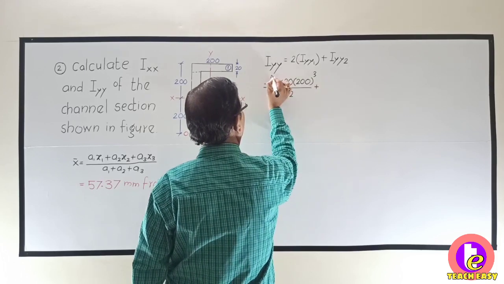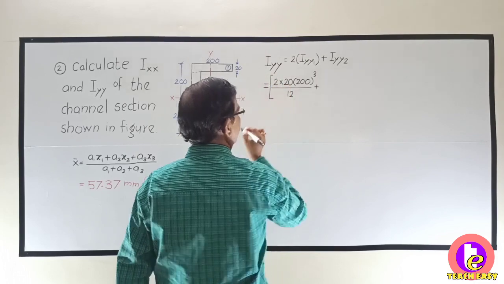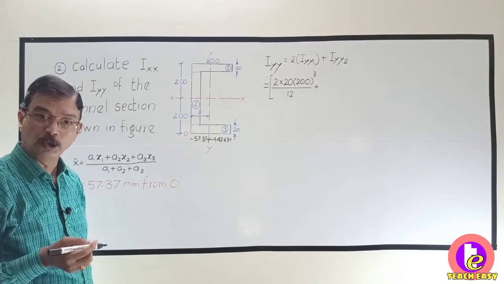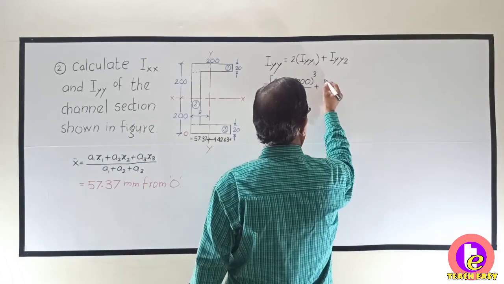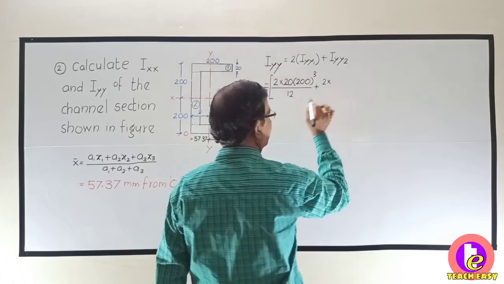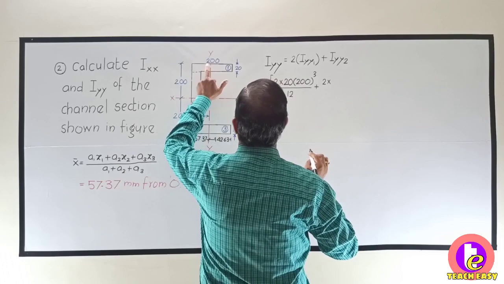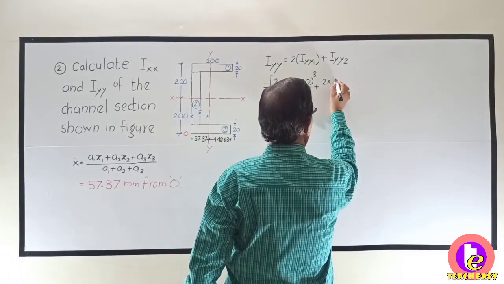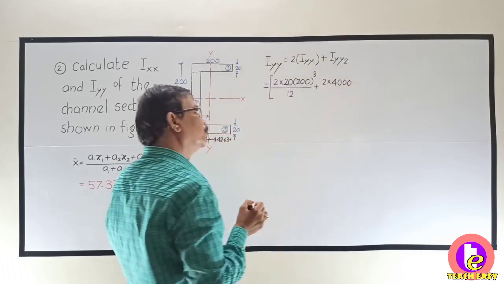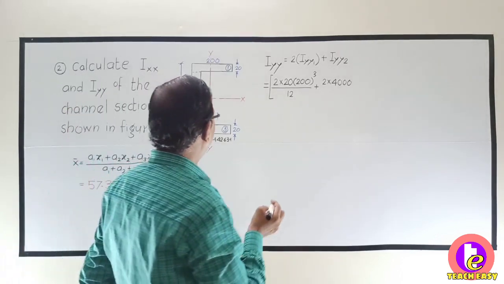Plus, what is this one? This is 2 times Iyy, I am writing. Plus area into h square. So 2 times. Look here, this is the common mistake. You multiply by 2 here only. Here also it is necessary to multiply it. 2 times area. So what is area? 200 into 20. That is 4,000, sorry. Into h square.